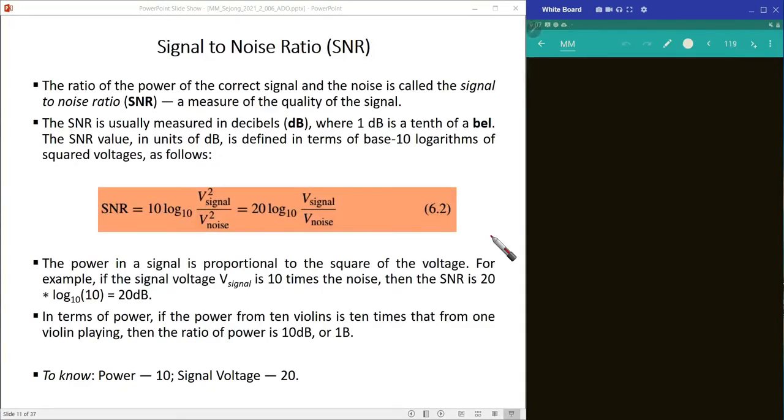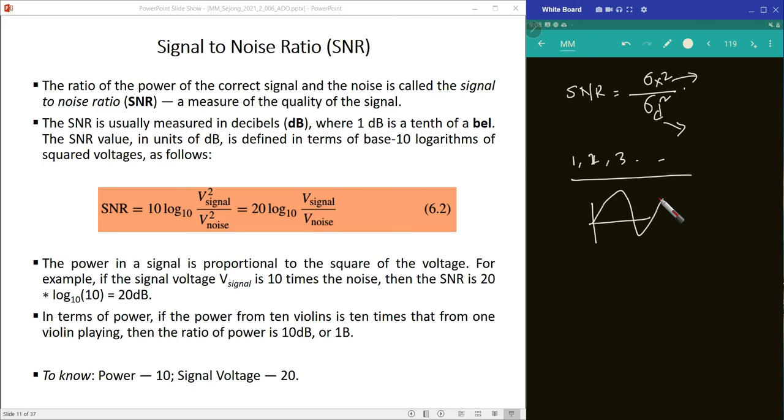The one concept that we would like to understand is SNR. Do you know what SNR is? SNR is signal to noise ratio, that is signal power divided by noise power. You know how to calculate these things. We can think that this is our signal, 1, 2, 3 and so on. In a computer, we say this is a sequence of numbers. But in signal processing and electronics, we represent it like this: maybe at this point it is 1, at this point 2, at this point 3.